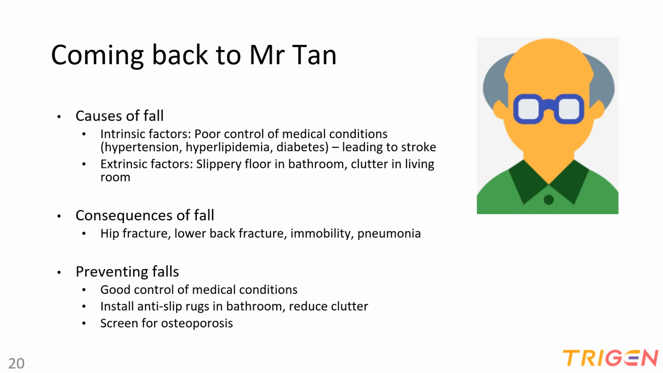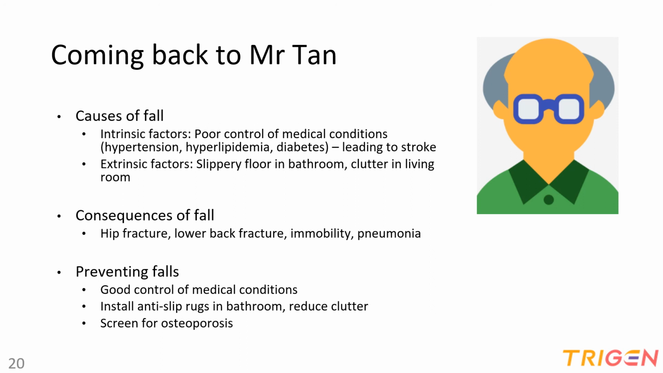Now let's come back to Mr. Tan. This is our 65-year-old gentleman who was initially ADL independent then suffered from 2 falls, leading to gradual loss of independence. What were his causes of fall, consequences of fall, and how do we prevent the next fall? In terms of causes of fall, for intrinsic factors, we note that he has poor control of his medical conditions such as hypertension, hyperlipidemia, and diabetes, which might have led to the stroke, leading to his second fall. We also know that he had a slippery fall in his bathroom, leading to his first fall, as well as multiple clutter in his living room.